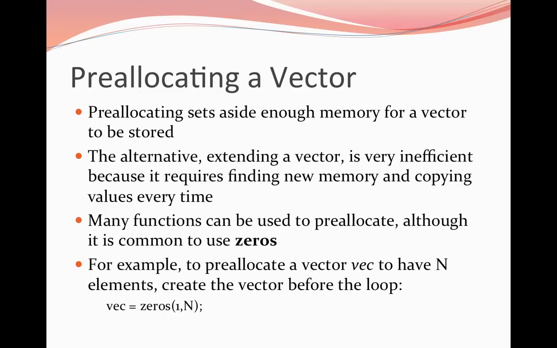A lot of functions could be used to pre-allocate, although it's very common to use the zeros function. So for example, if we want to pre-allocate a vector vec to have n elements, we would start by creating the vector before the loop by saying vec gets a value of zeros(1, n). So now vec is a vector that has n zeros in it. And then we would have our for loop, in which we're prompting the user and reading into each element in the vector. So now what we're doing is changing each element in the vector from 0 to whatever the user enters. So that's a lot more efficient than extending the vector one element at a time.